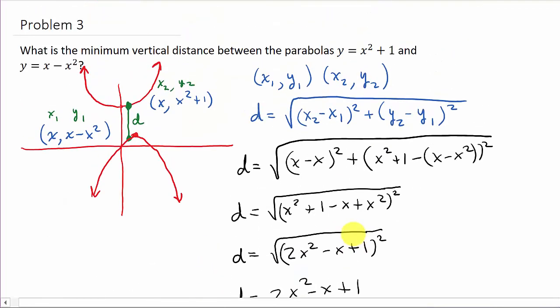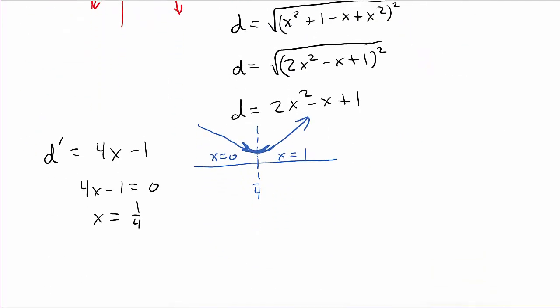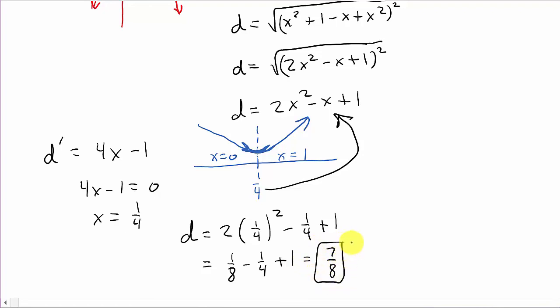But remember what they're asking, they want to know what is the minimum vertical distance. So to find that, I'm going to take the 1/4 and plug it back into my distance. So the minimum distance is 2 times 1/4 squared minus 1/4 plus 1, which is equal to 1/8 minus 1/4 plus 1, which equals 7/8. And that's the minimum distance between those 2 parabolas.